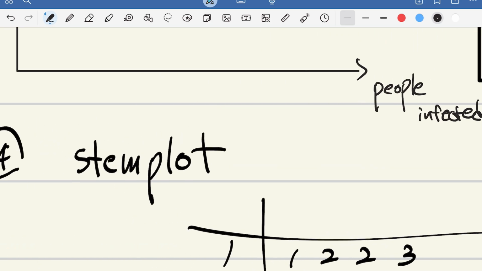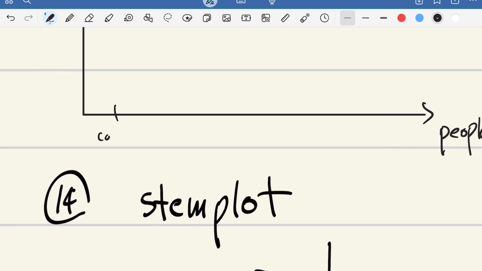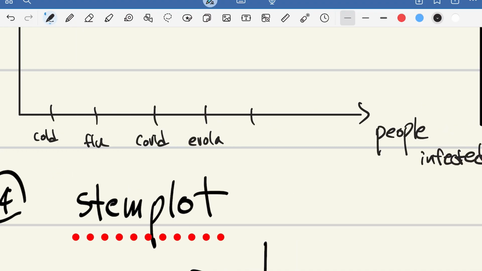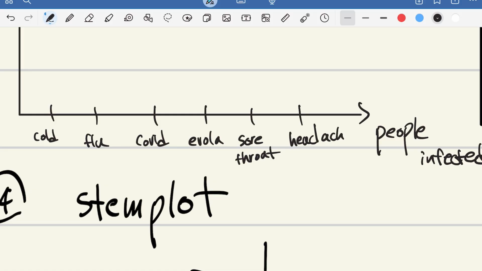In our world, there's going to be a bunch of diseases, right? Like a cold, flu, COVID, Ebola, sore throat, headache. Let's just change these into simple stomach ache and joint pain. I don't know.